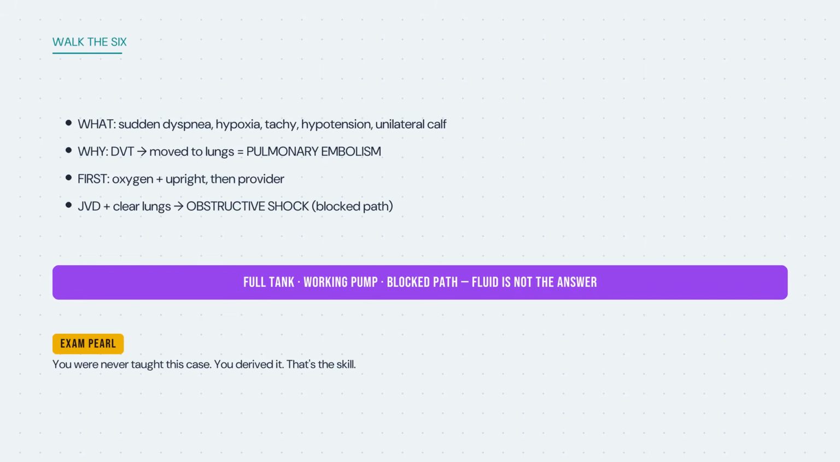What first? Oxygen and sit her upright, then get the provider. And the piece that connects it to this whole video: why are the neck veins distended when the lungs are clear? Because a large embolism blocks flow through the lungs, so the right ventricle is suddenly pushing against enormous resistance and backs up into the body's veins. That is obstructive shock, the 4th quadrant from Chapter 9. Full tank, working pump, blocked path. And it is exactly why a fluid bolus is not the answer here either.